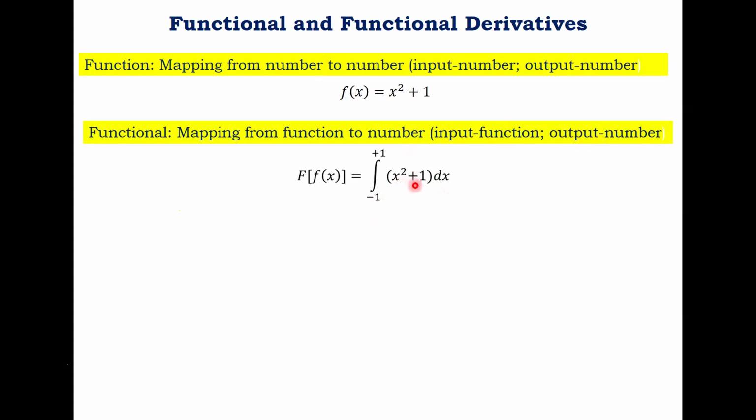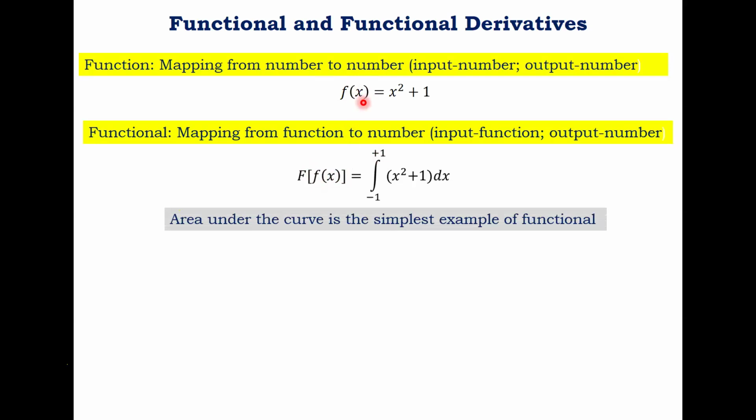For example, x squared plus 1 is a function. If you integrate this function with limits minus 1 to 1, what do you get at the output? A number, right? So your input is a function, the output is a number. A functional is basically a mapping from a function to a number. This functional is represented by square brackets, whereas a function is represented by round brackets. The area under the curve is the simplest example of a functional. If you draw a curve and find the area under that curve, this is the simplest example of a functional.